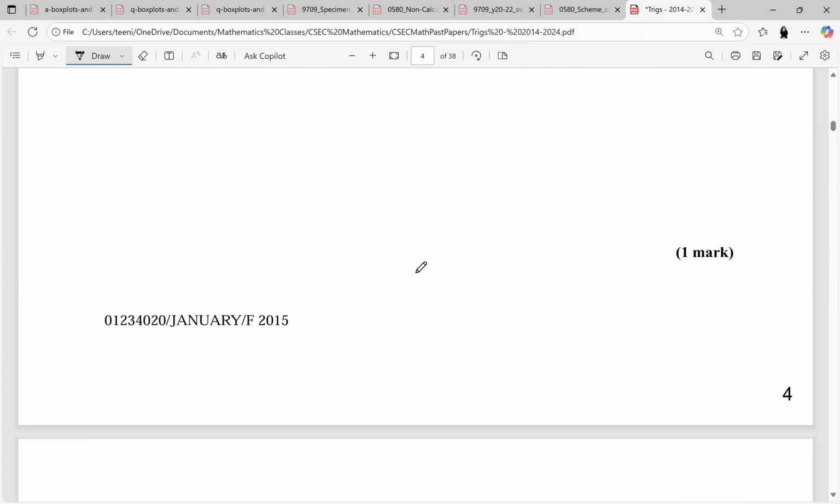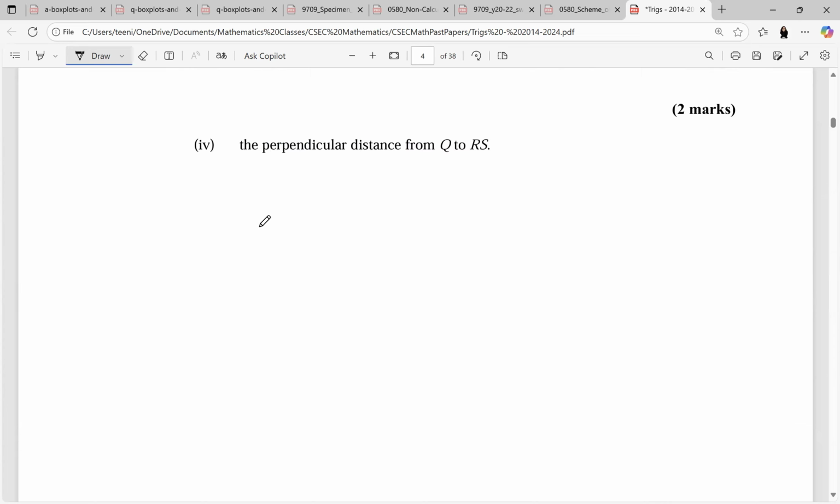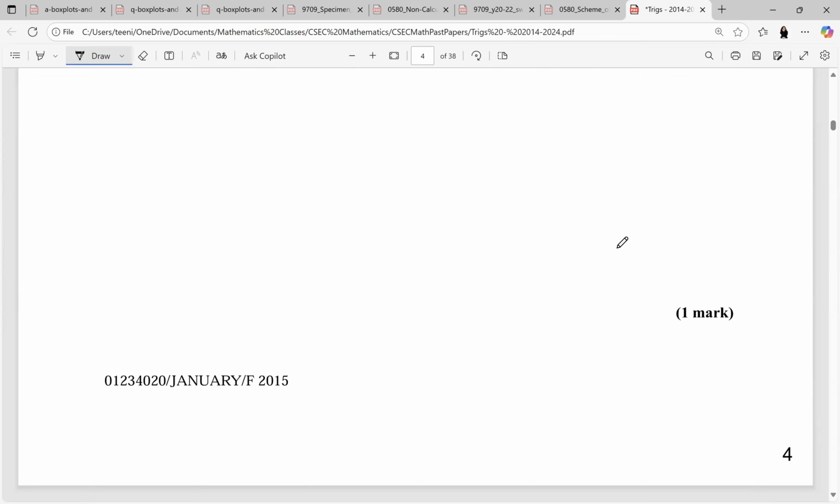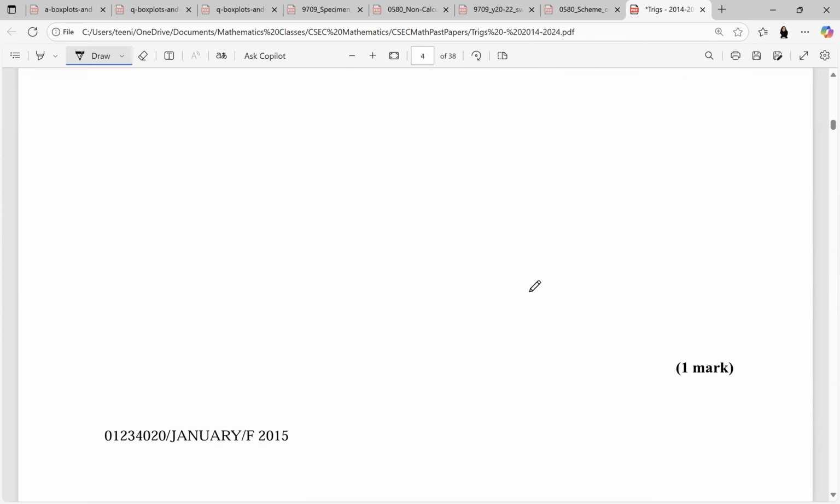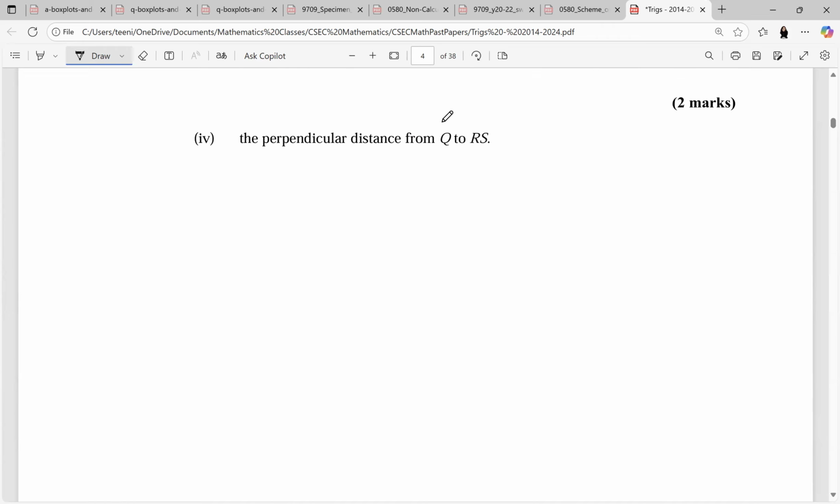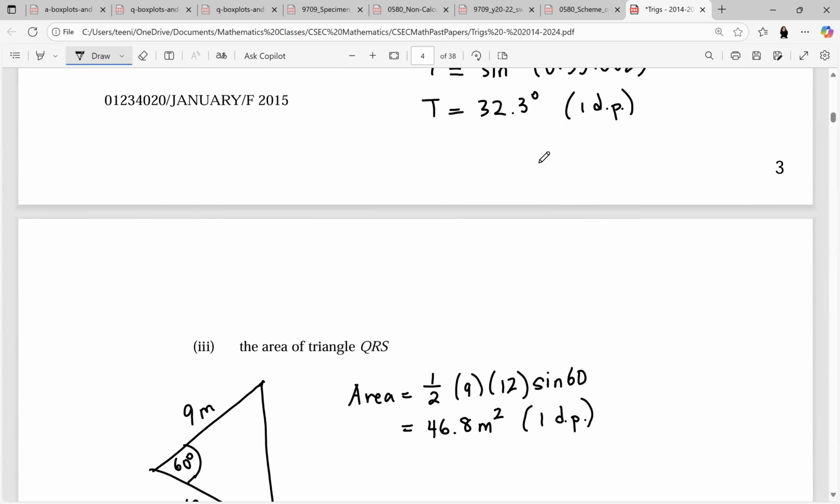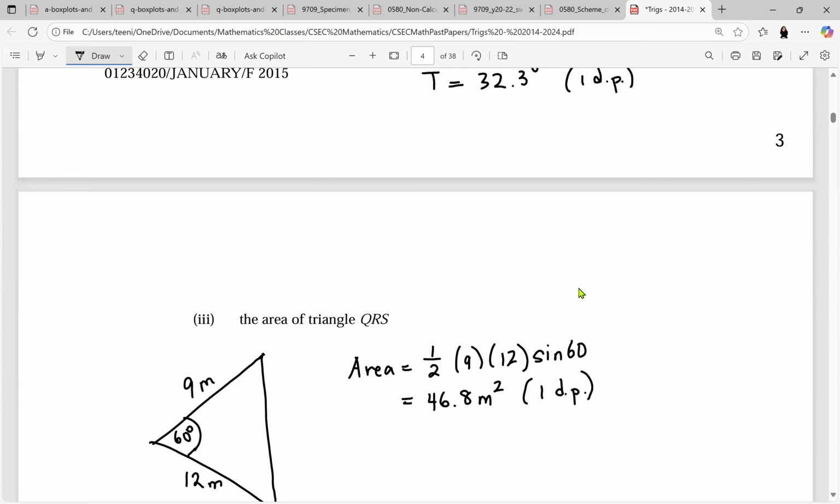All right. Now for the last question, the perpendicular distance from Q to RS. And guys, this is only 1 mark, so it can't be any big, long working. The perpendicular distance from Q to RS. So let's go back to our diagram.